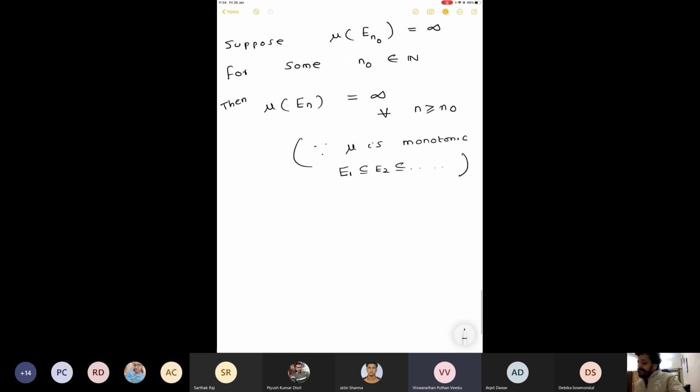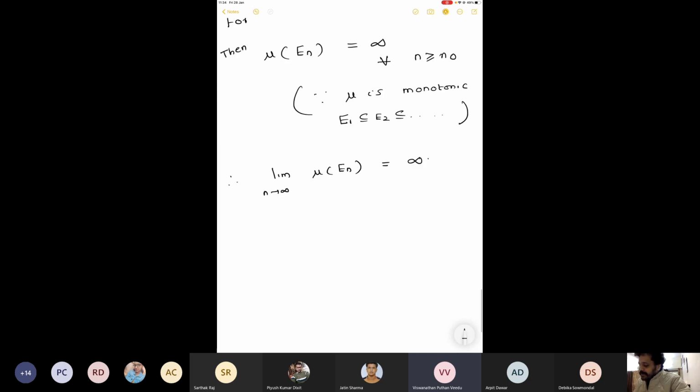So what will happen to limit mu of En? It will be infinity. And what will happen to mu of limit En? But remember, limit En by definition is union En, so mu of union En. Union En will contain En naught, and En naught measure itself is infinity, and therefore what will be the union En measure? Infinity.